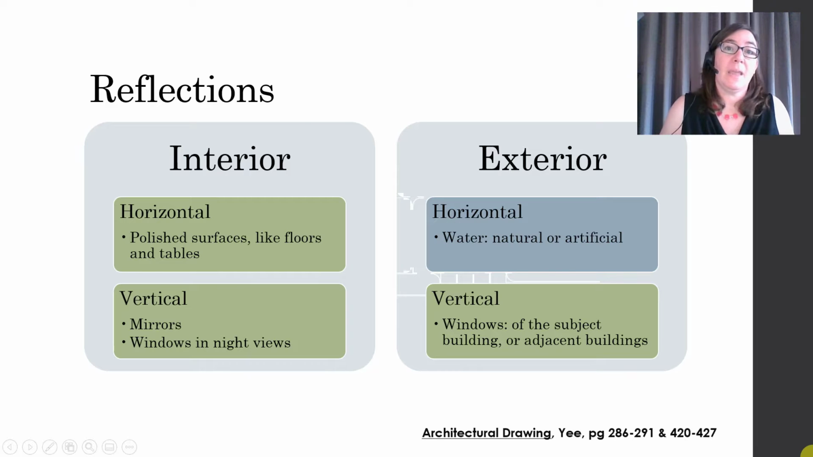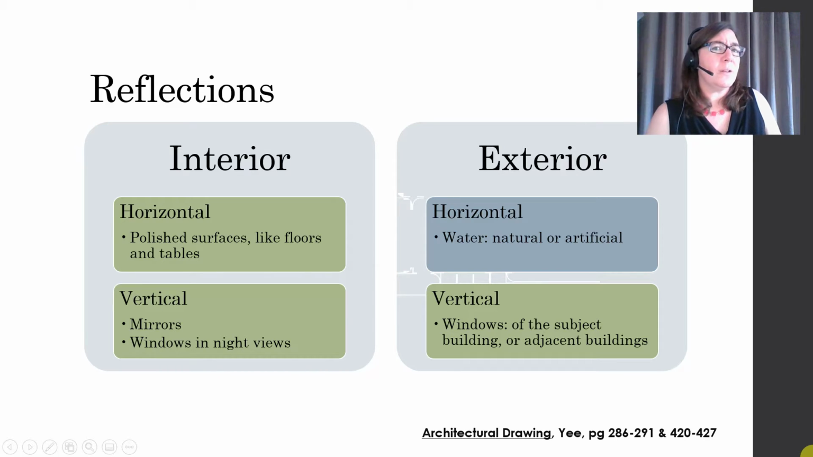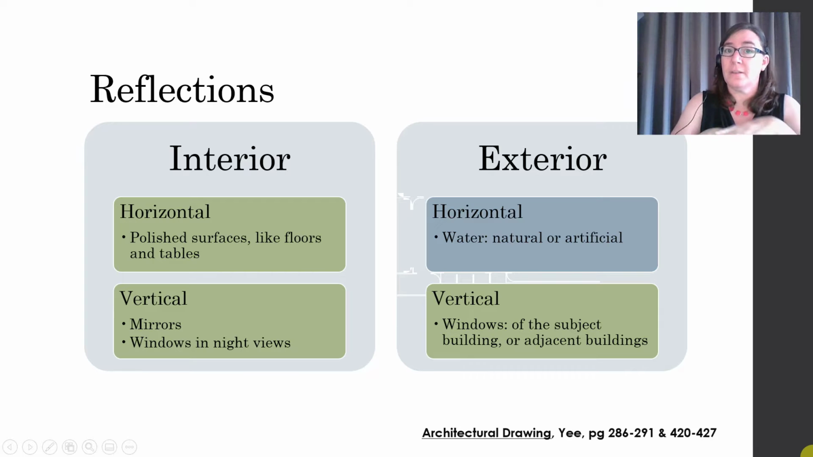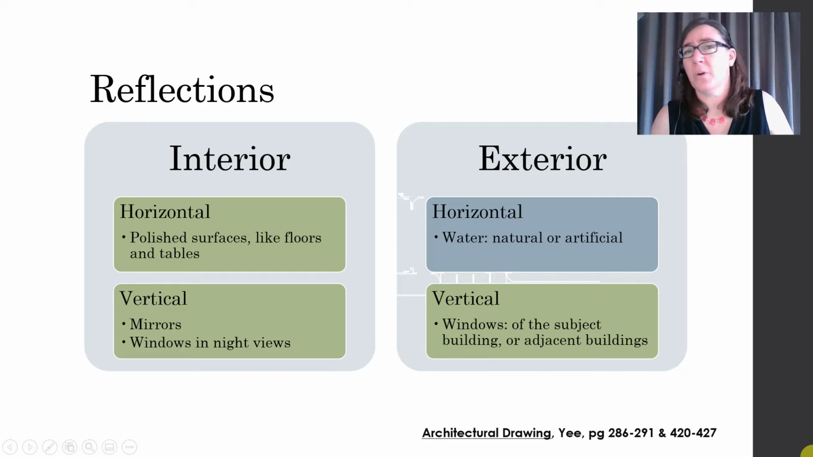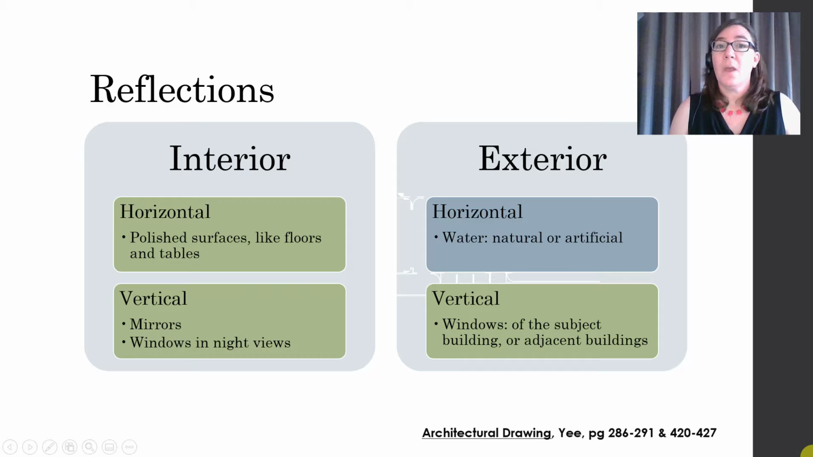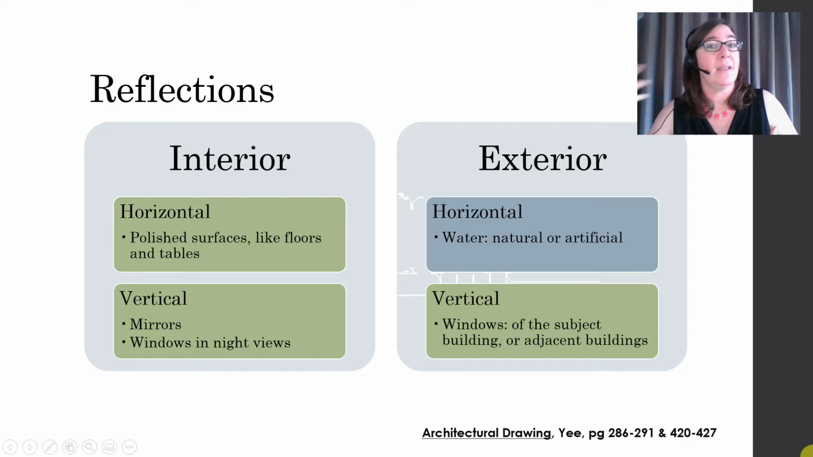Reflections will show up in architectural views in both interior and exterior scenes. In interior scenes, you can further categorize those into horizontal and vertical reflections. The horizontal ones tend to be polished surfaces, like shiny floors or maybe tables. The floors are more common. Vertical surfaces could be mirrored walls, or it's really common to see reflections in windows, especially in night views. If it's bright inside and dark outside, you'll see a reflection.